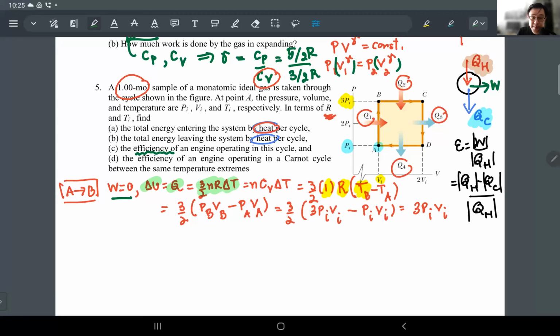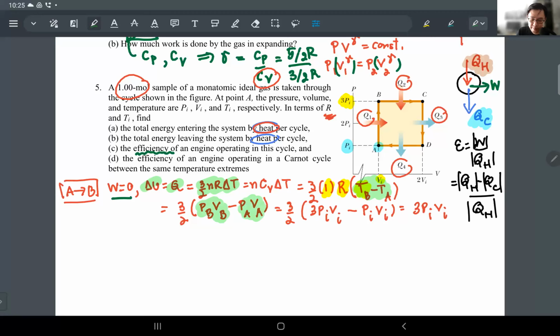The final point is B, the initial point is A. So it's going to be 3/2 nR times T at B minus T at A. But because we have a PV diagram, it can be read off from the scales. So I can say nRT is just PV. So I can take P_B V_B, subtract P_A V_A, and the rest is just read off from the axes.